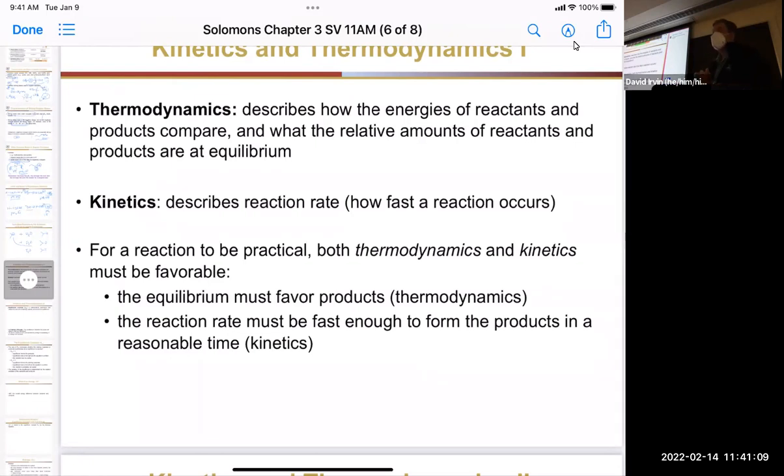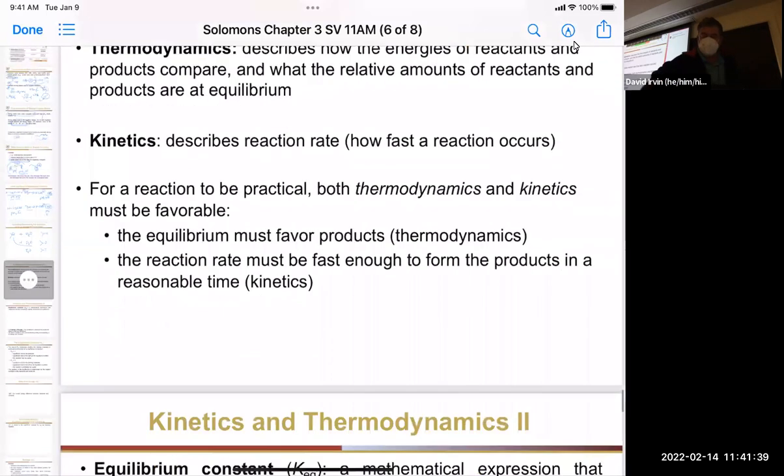Now, the forward reaction has to be faster than the back reaction, or the equilibrium will shift back the other way. So the reaction rate to form your products has to be fairly quick and has to be faster than the competing back reaction. Okay, do we see the difference between thermodynamics and kinetics?